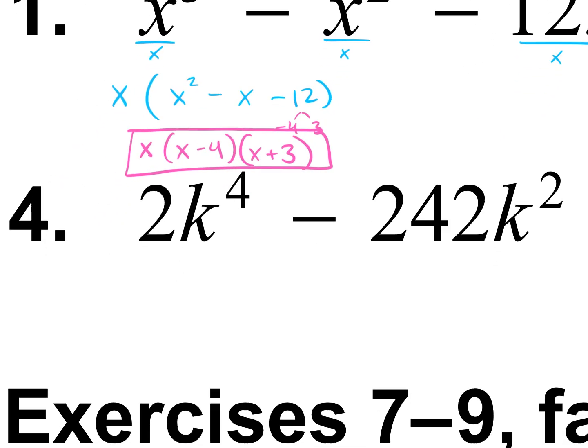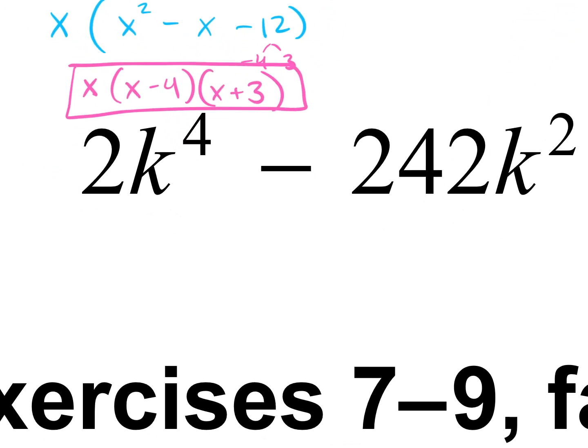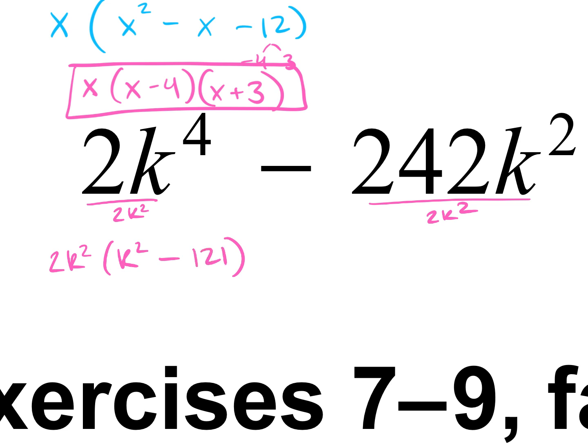All right, number 4. What should I do first? Take out the GCF. What's the GCF? 2k squared. So 2k squared comes to the outside. What am I left with? k squared minus 121. What's special about both k squared and 121? They're perfect squares. This is the difference of squares.